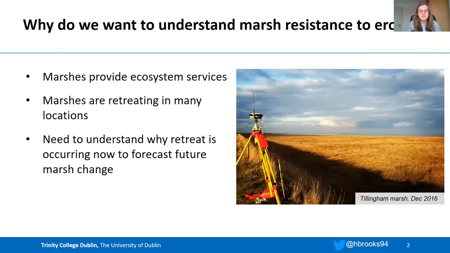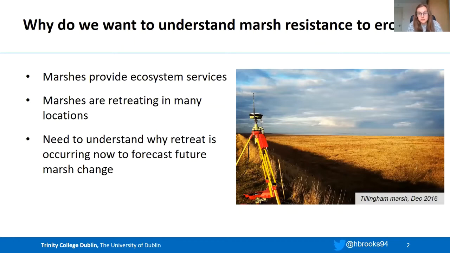So why do we want to understand marsh resistance to erosion? Marshes provide a wide variety of ecosystem services, from habitat provision to pollutant storage, and they also protect us from flooding and erosion. So understanding the resistance of these substrates on our shores is really important because we know that marshes are actually retreating in many locations from their seaward edge.